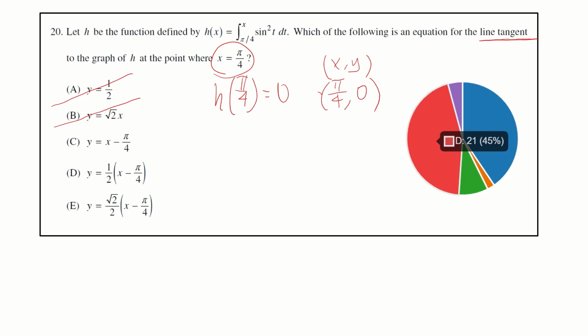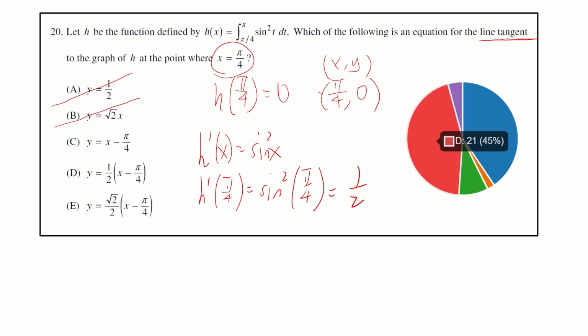So in order to find the gradient, we need to find the derivative. So in general, h prime of x is equal to sine squared x. And if we check h prime of pi over 4, then it will be equal to sine squared of pi over 4. That is equal to 1 over 2. So the gradient is equal to 1 over 2, therefore the answer is D.